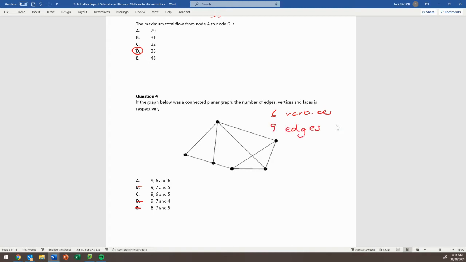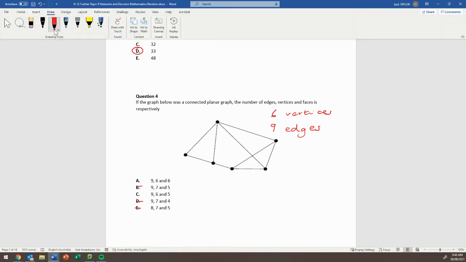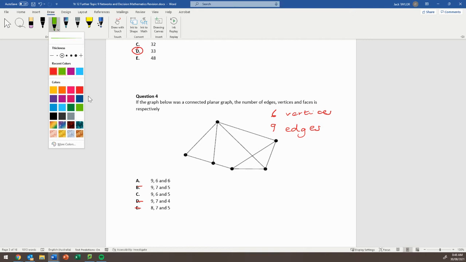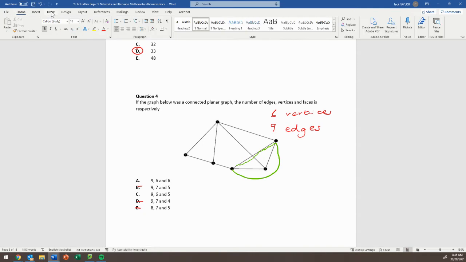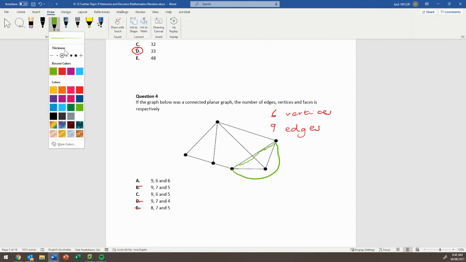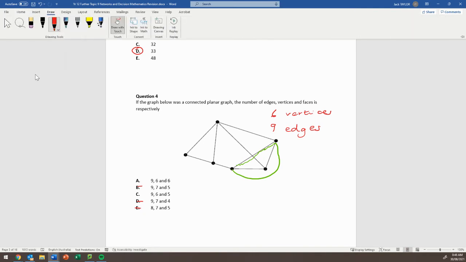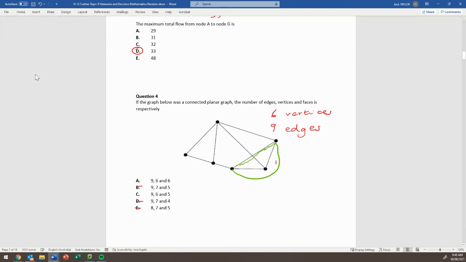Now we just need the faces. It says if it was planar, so we would need to redraw this planar. So I'm going to just use a different color here. I'm going to redraw this edge here. So I'm just going to scribble it out. All right, so now we need to calculate the number of faces. We could use Euler's formula here to do it. That's completely fine. Or you could just do it visually. So that'd be 1, 2, 3, 4, and don't forget about 5. So 5 faces.